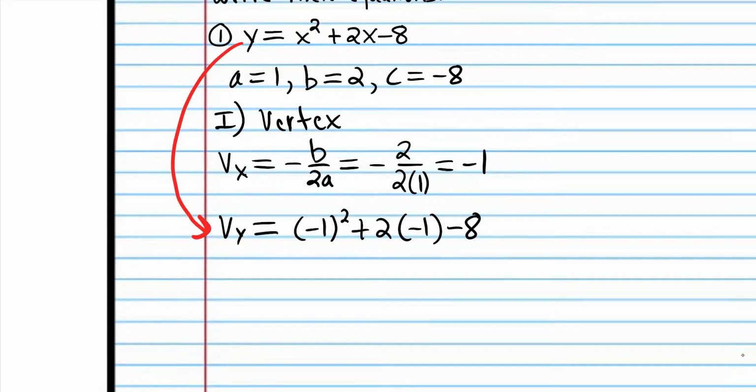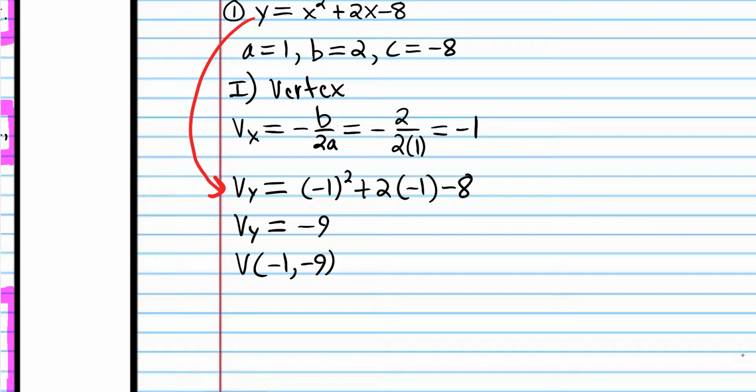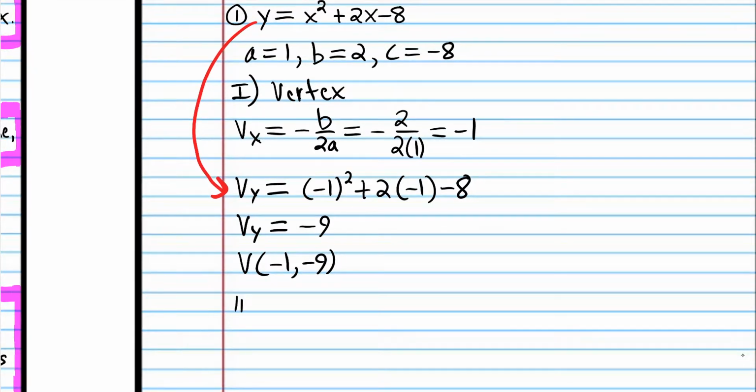And simplify. So the y value of the vertex is going to be... And you know what? I'm not really going to show all those steps because we don't really have time for that. That's going to be 1 minus 2, which is negative 9. So the vertex is negative 1, negative 9. So that is step 1.